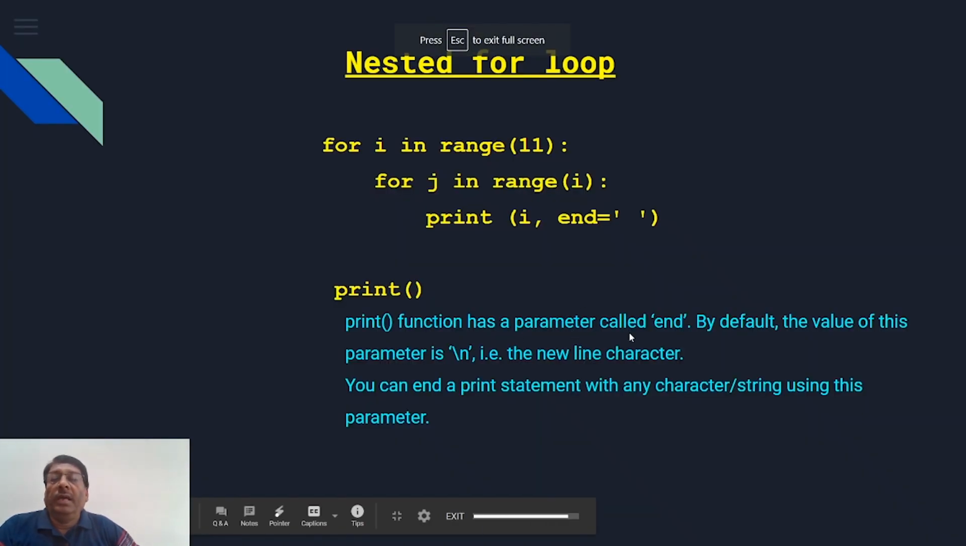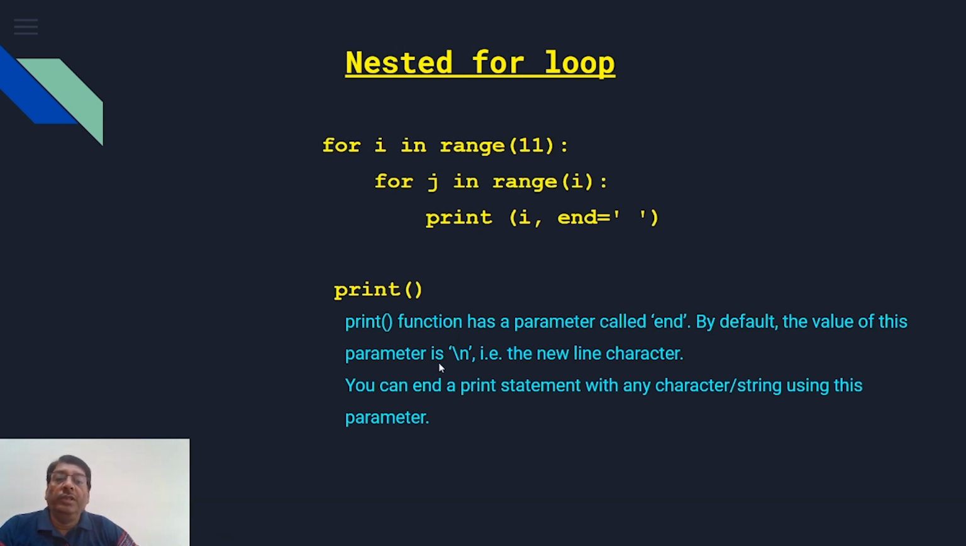print function has a parameter called end, and by default the value of this parameter is \n, that is the new line character. So whenever you write print, by default you will get \n, that is an escape sequence, or it is to change of line. So by default, whenever you write print, it will print the value and it will come on to the next line. You can end a print statement with any character or a string using the parameter.